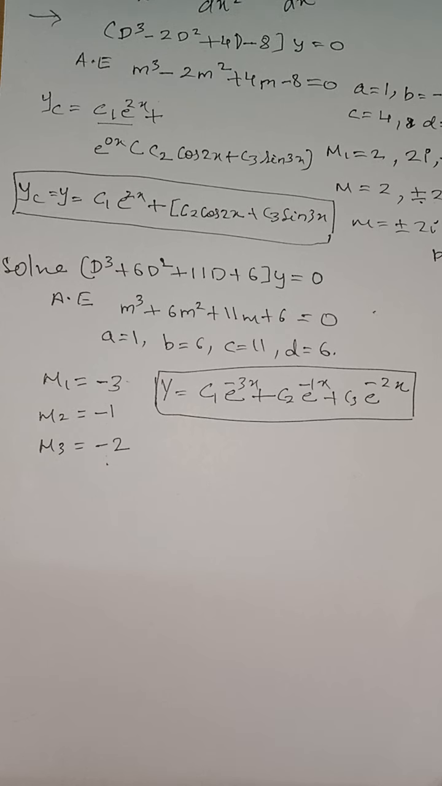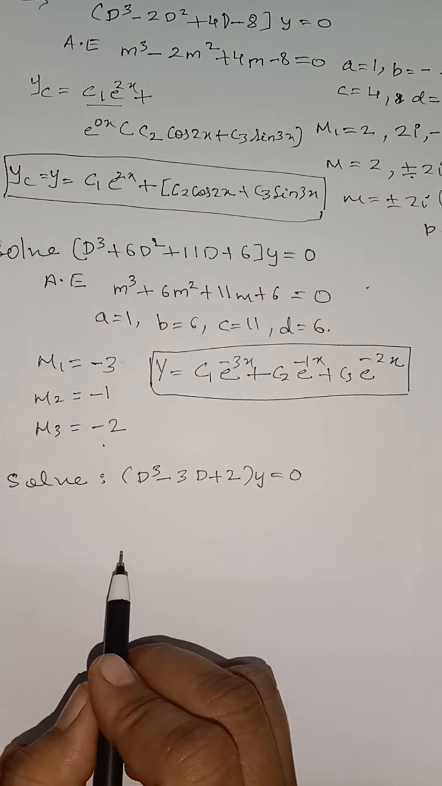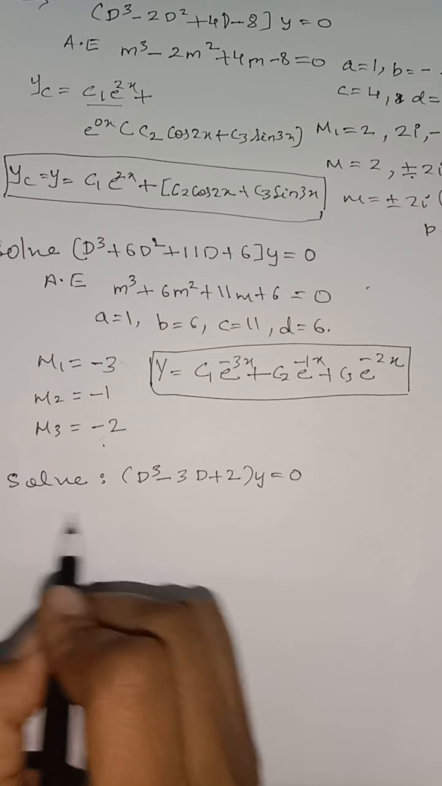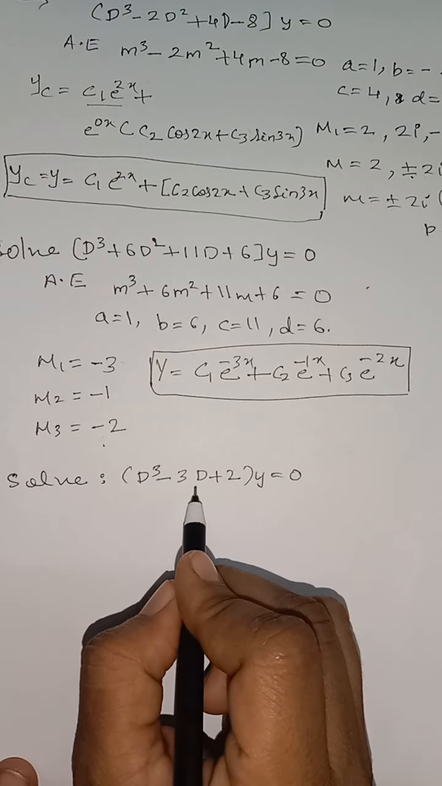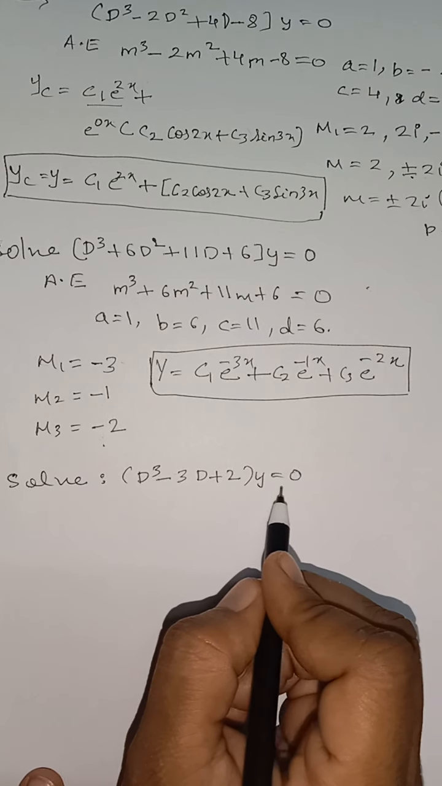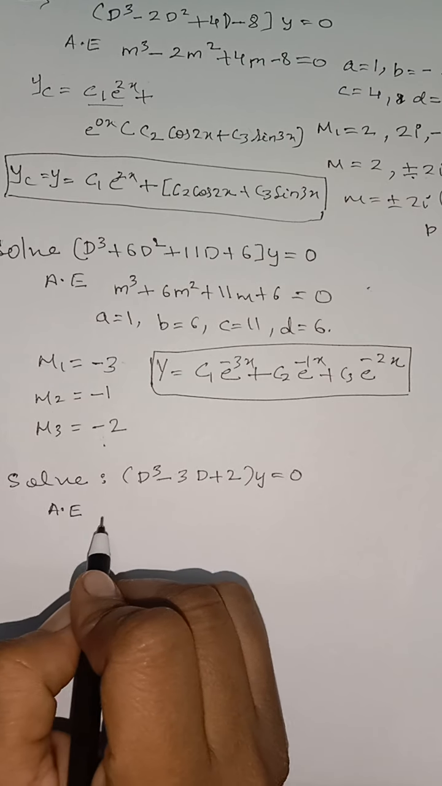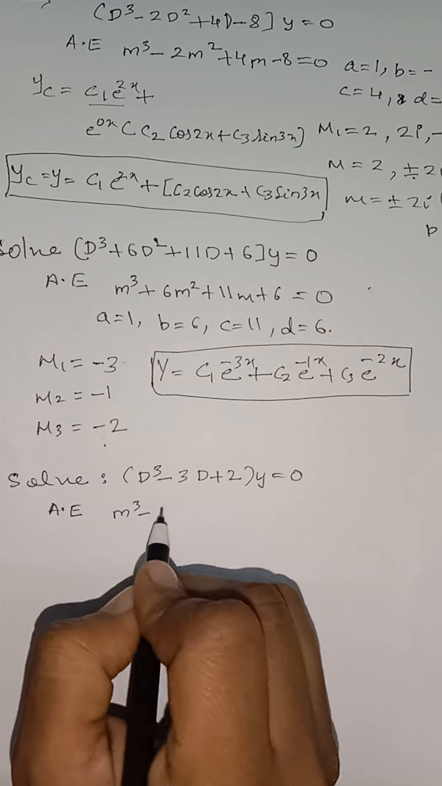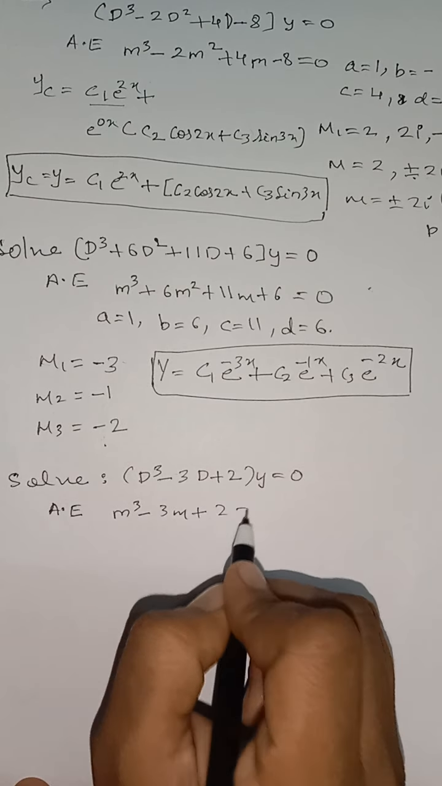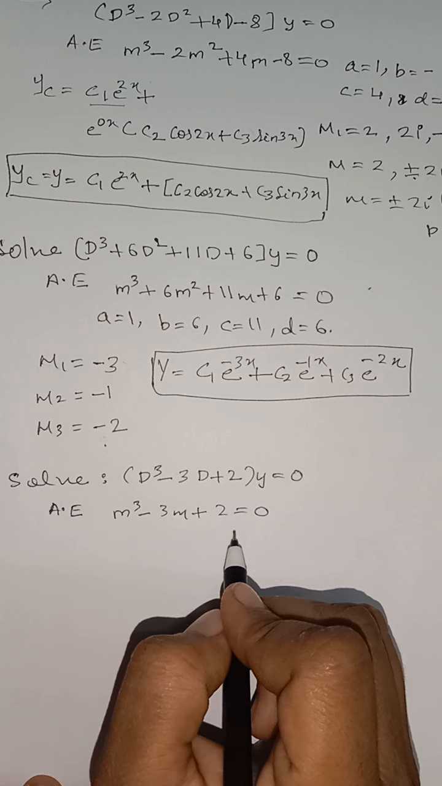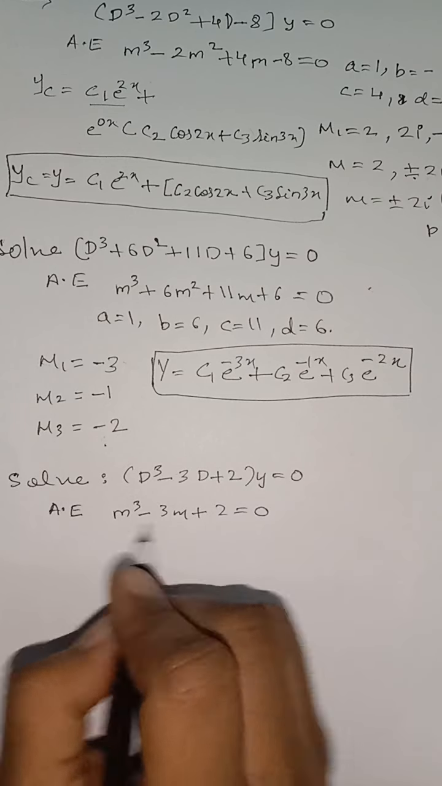I hope now, even from this example, you have understood how to operate the calci. Okay, students, let us solve another example. The question is: solve D cube minus 3D plus 2 into y equals to 0. It's a cubic equation. So write the respective auxiliary equation, which is given by m cube minus 3m plus 2 equals to 0. So how many roots should we get? We are going to get 3 roots, right?